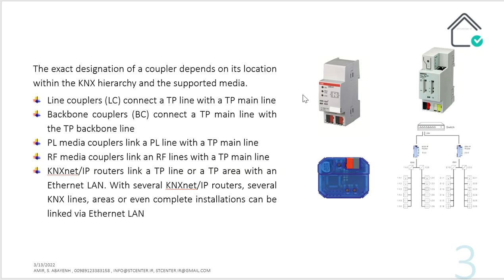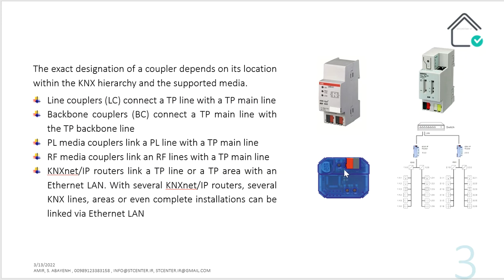For other types of couplers in KNX, we have the PL power line media coupler, which links a power line with the TP main line. We have the RF media coupler, which links an RF line with the TP main line. Here you see the blue devices with a KNX connector. This is from a company named Wenzel in Germany.